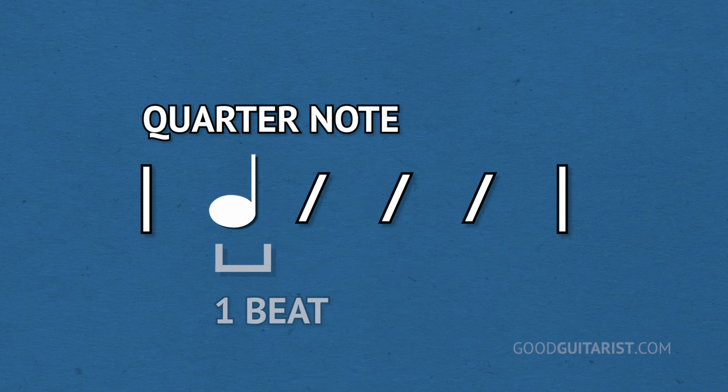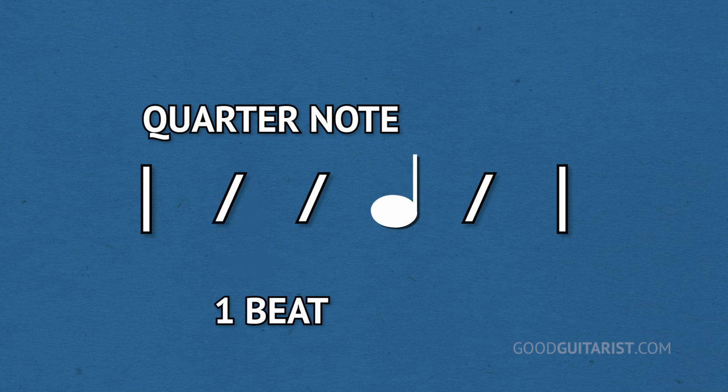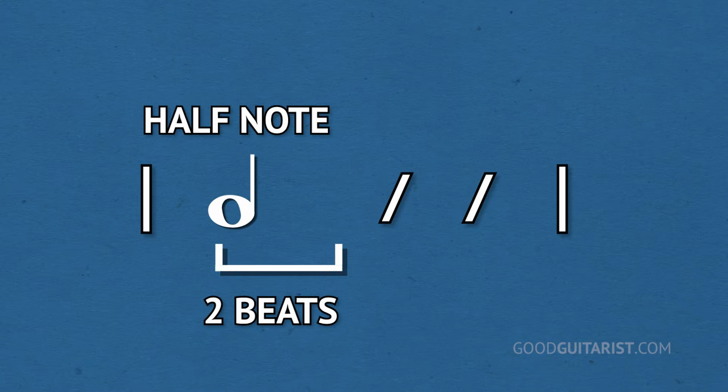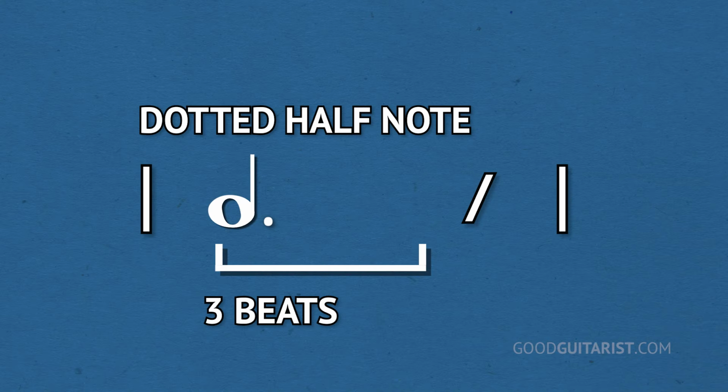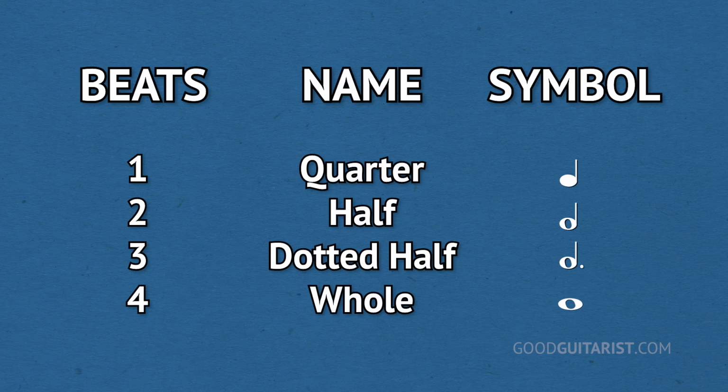If we play a note and the duration takes up a single beat, 1, 2, 3, 4, we call those quarter notes. A half note takes up half a measure, or 2 beats. 1, 2, 3, 4. A half note with a dot after it takes up 3 beats. 1, 2, 3, rest. So quick recap, a single beat is a quarter note, 2 beats is a half note, 3 beats is a dotted half note, and 4 beats is a whole note.